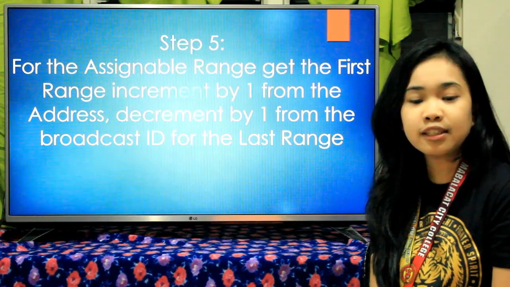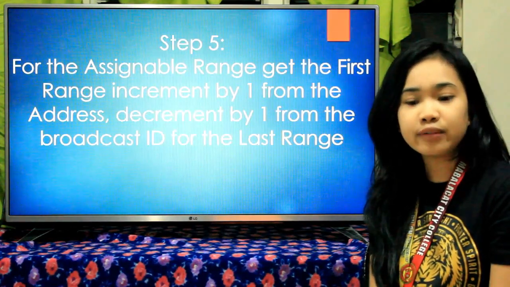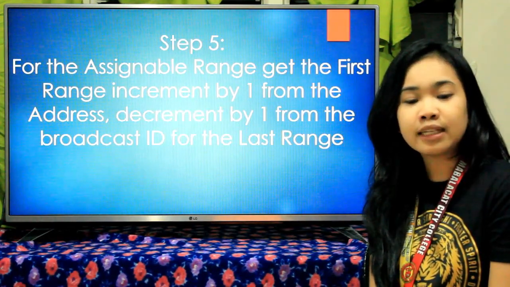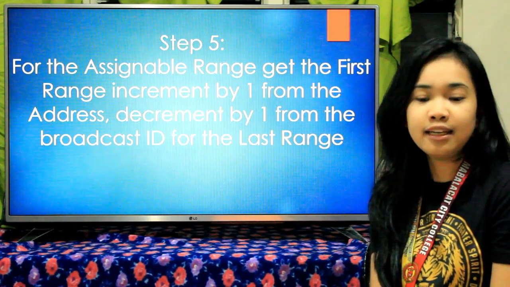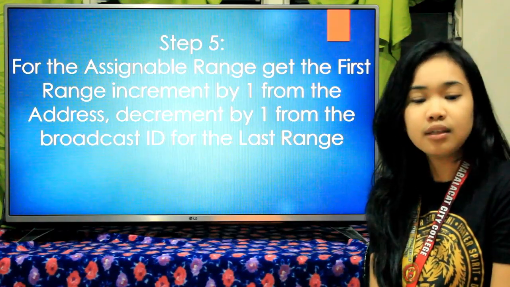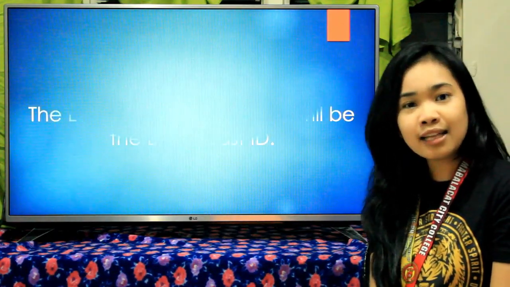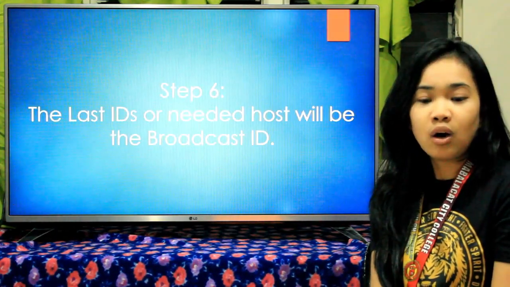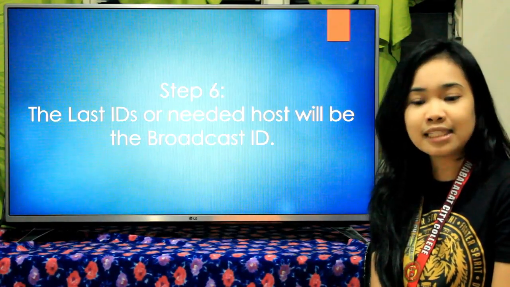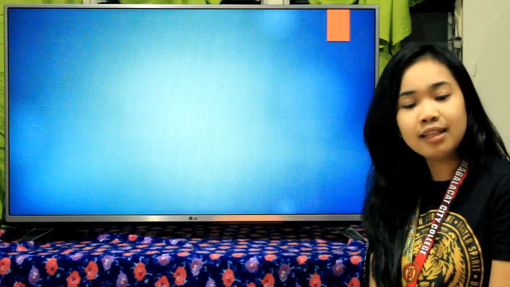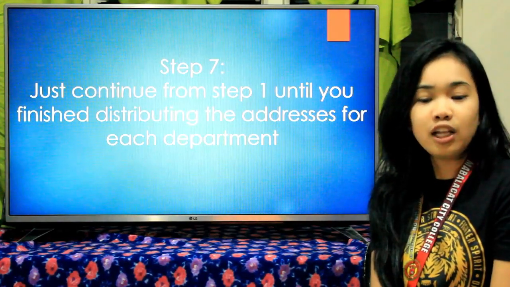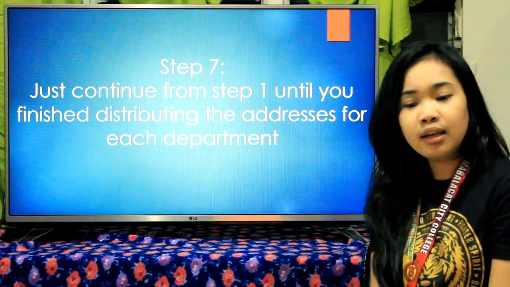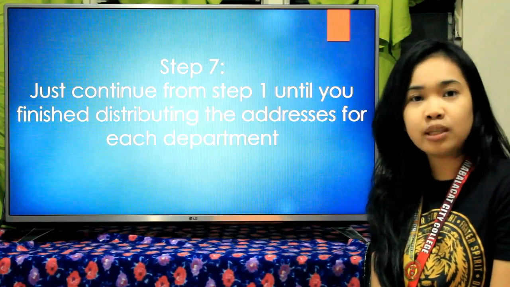Alright, step 5, for the assignable range, get the first address by incrementing by 1 from the network address, and the last address by decrementing by 1 from the broadcast ID. Step 6, the last ID of the needed hosts will be the broadcast ID. Step 7, just continue from step 1 until you finish distributing the addresses for each department.